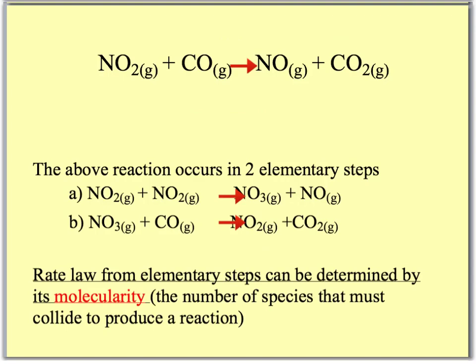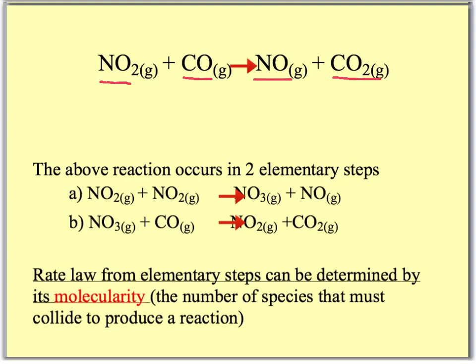So if we look at this reaction up here, where we have NO2 plus carbon monoxide forms NO plus carbon dioxide, this is going to happen in a series of 2 elementary steps. Now, I just have to apologize ahead of time. My arrows in the next slides aren't matching up. There's a software issue where they're not matching up perfectly.